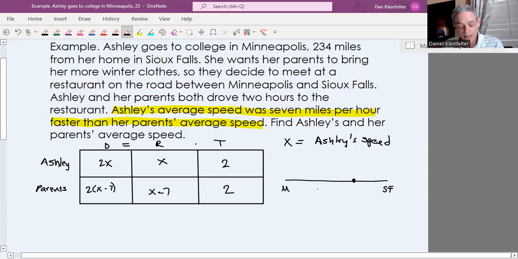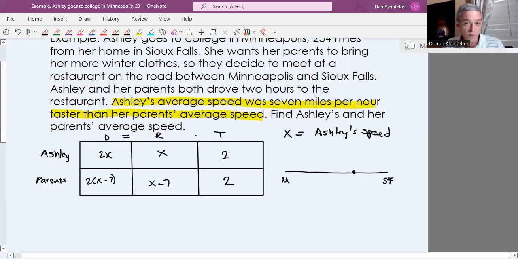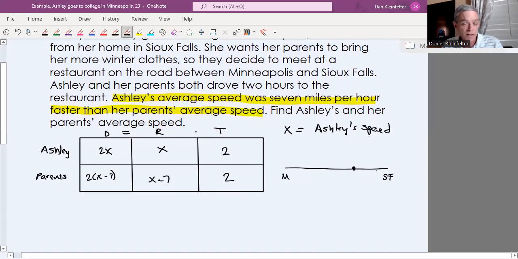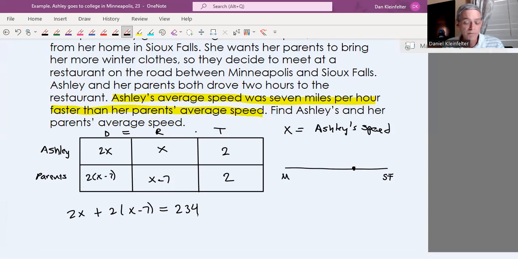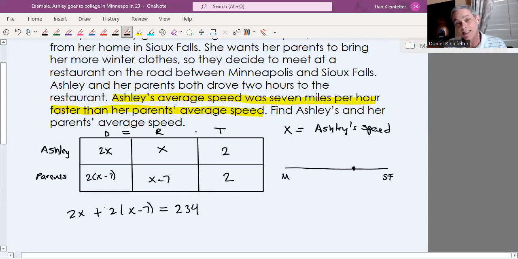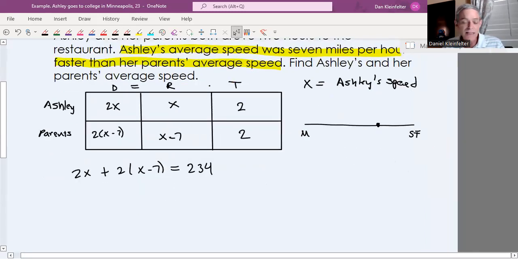All we need to know really is that between Ashley and her parents, they're going to end up driving the whole 234 miles. She'll drive more of it than the parents, but that's okay. So the distance that Ashley drives plus the distance that the parents drive has to equal the total 234 miles. That's the real difference between this problem and the last one. In the last one, the two distances were equal. In this one, the times are equal, but the distances add up to something. Okay, so that's the setup. Again, the equation itself is not that bad to solve. And so let's go ahead and go through the details.